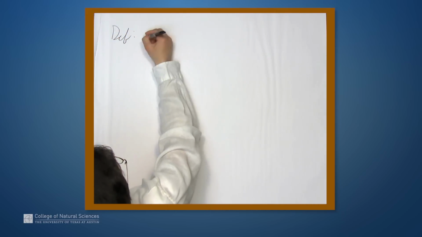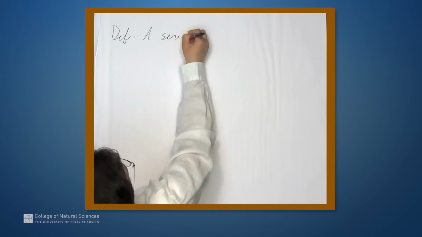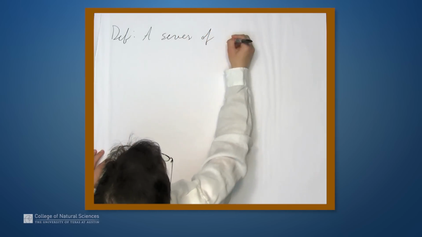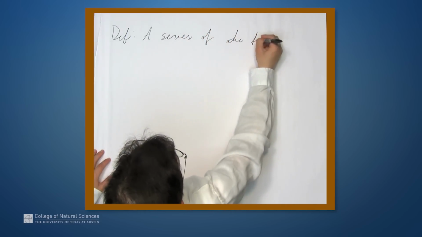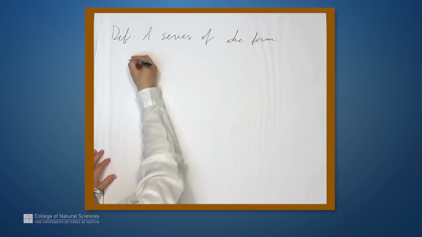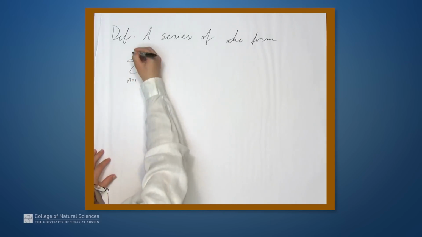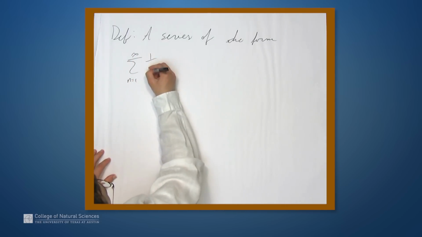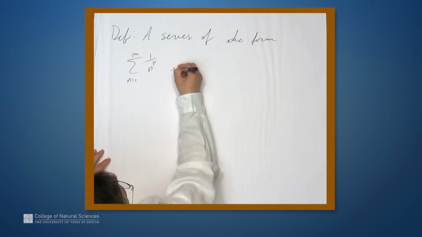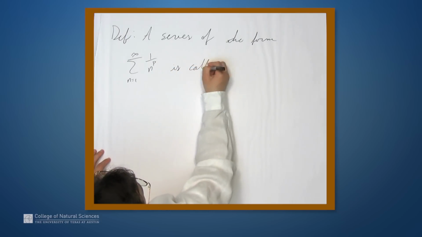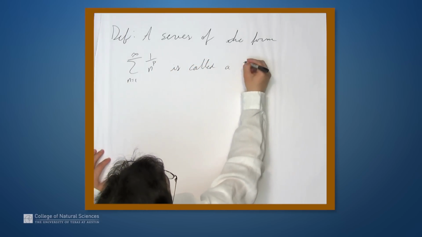So, definition: a series of the form sum from n equals 1 to infinity 1 over n to the p is called a p-series.